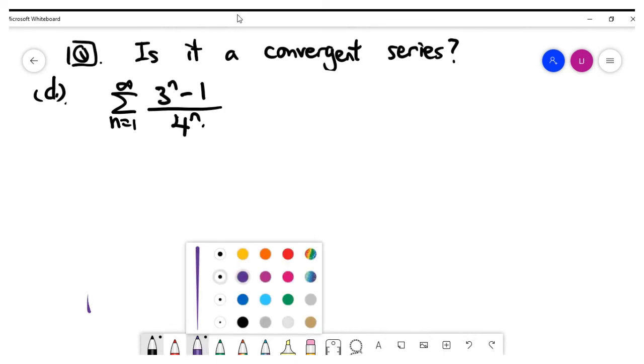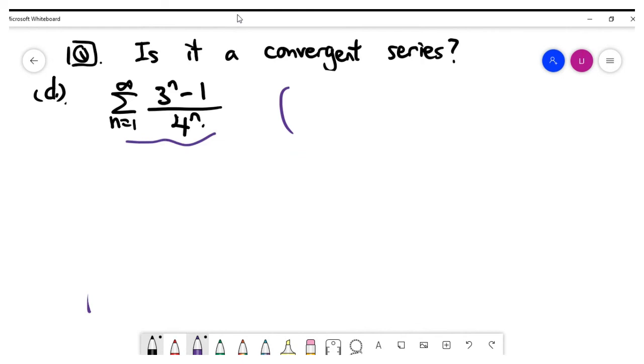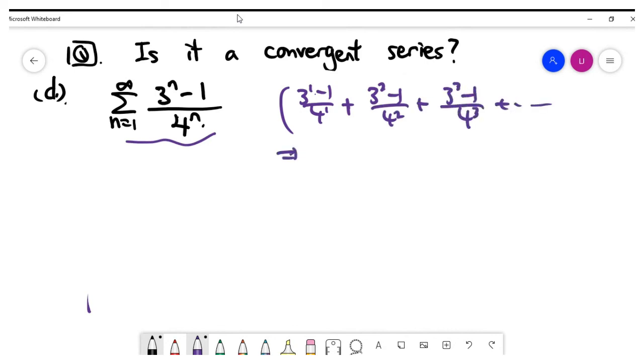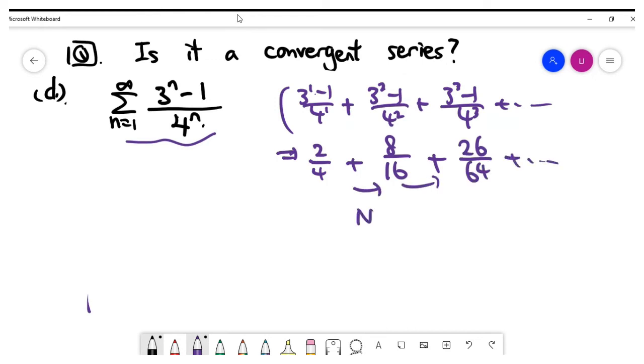And once again, as I emphasize, if you're not feeling comfortable with the summation notation, you can actually write down the terms one by one to get a better feeling of what I'm talking about here. As you can see in this infinite series, the first term is 2 over 4, the second term is 8 over 16, the next term is actually 26 over 64, and so on. I think it's quite easy to check that it is not geometric by itself. So we cannot use our test, which is the geometric series test.